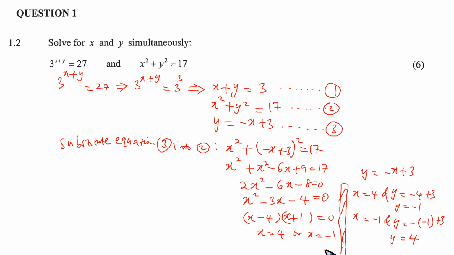So these are the solutions to the simultaneous equations. What are the solutions? We have that x is 4 or x is minus 1. We have that y is minus 1 or y is 4. So we have solved this, and you shall have a chance to go through it again, watch this video, and take down notes.